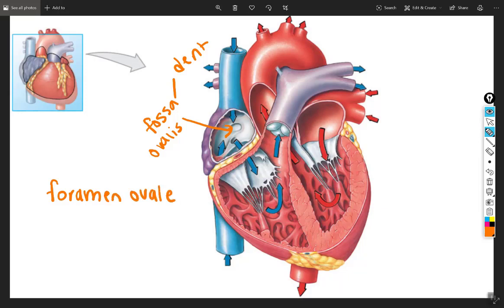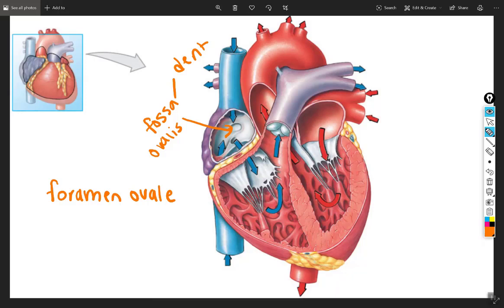Which just means oval hole. And if you're thinking that that sounds familiar, you would be correct. Remember, the foramen ovale is also a hole in the skull. So this is one of those places where the Latin name for something is basically just a name for what it looks like or what it's shaped like. So this is not the foramen ovale of the skull, obviously.